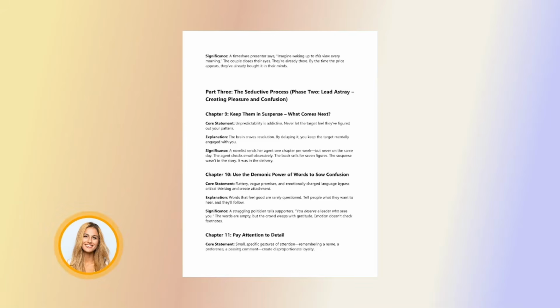In this phase, we learn to keep targets in suspense, as unpredictability is addictive and keeps them mentally engaged. Next, using the demonic power of words involves flattery, vague promises, and emotionally charged language to bypass critical thinking and create attachment. Words that feel good are rarely questioned, leading people to follow what they want to hear. Finally, paying attention to detail, through small, specific gestures, creates disproportionate loyalty.